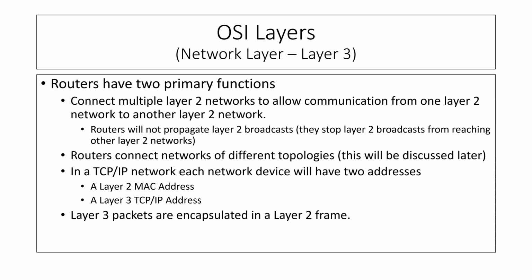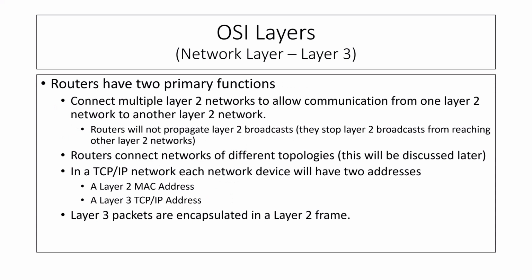Routers have two primary functions. One, they connect multiple layer 2 networks to allow communication from one layer 2 network to another. So remember, we have broadcasts within layer 2. Routers don't propagate broadcasts. Routers actually stop broadcasts. And routers can also connect to different topologies. Again, we'll talk about topologies a little bit later.